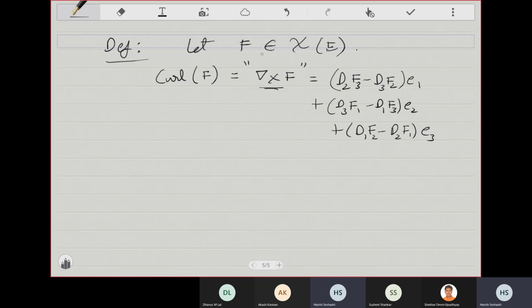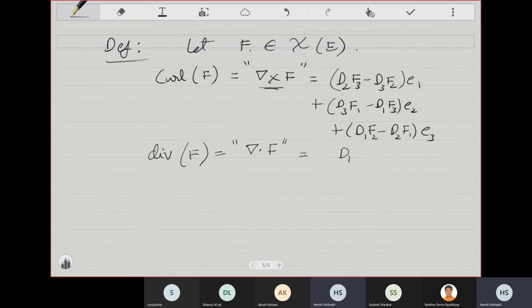Again, if you just start with a C1 vector field, since I've already taken partial derivatives once, this new vector field that I'm getting, the curl of F, will be just continuous, that's all. These coefficients in brackets are just continuous functions. So I can't quite claim that the curl of F is again in chi of E, but it's a vector field which is just continuous. The other thing is the divergence of F, which is denoted by nabla dot F.